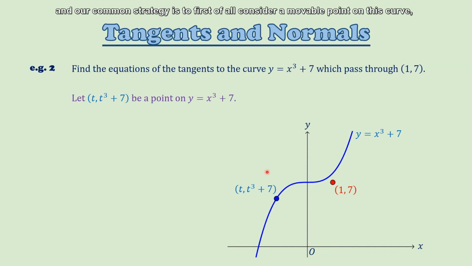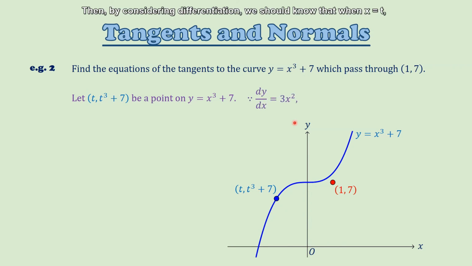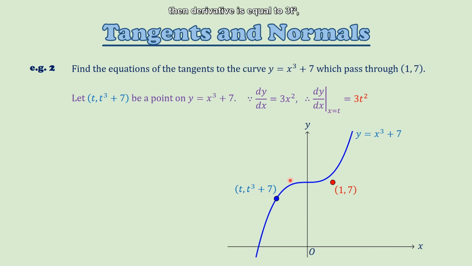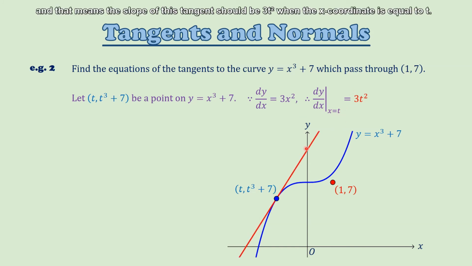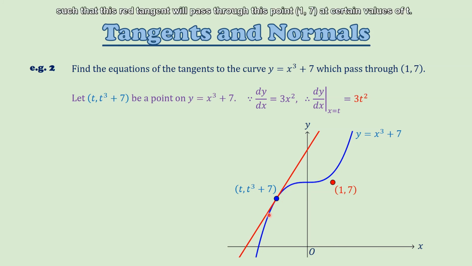And our common strategy is to first of all consider a movable point on this curve, and we can let this movable point be (t, t cubed plus 7). That means when x is equal to t, the y-coordinate should be equal to t to the power 3 plus 7. Then by considering differentiation, we should know that when x is equal to t, the derivative is equal to 3t squared, and that means the slope of this tangent should be 3t squared when the x-coordinate is equal to t. Now we want to move this point such that this red tangent will pass through this point (1, 7) at certain values of t.